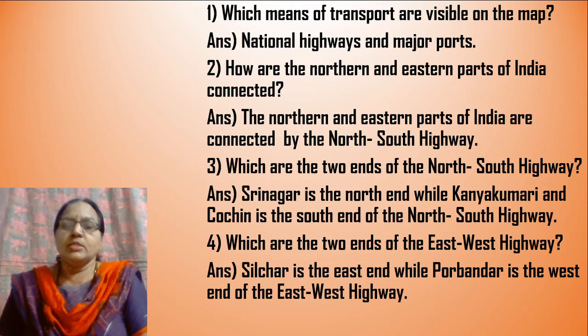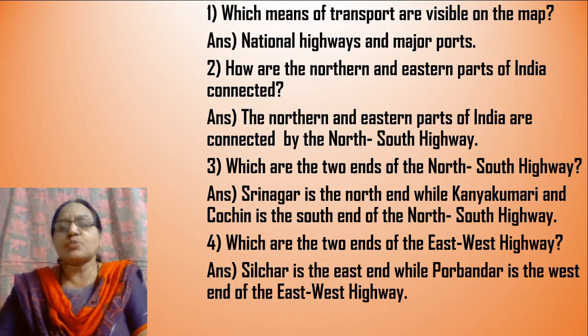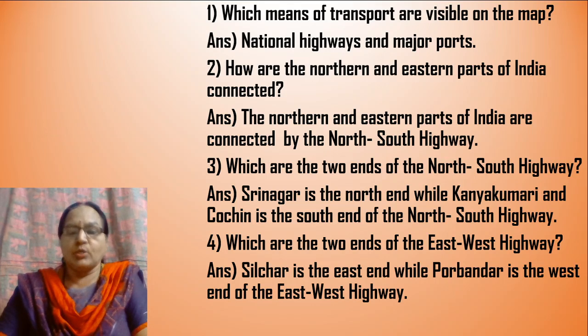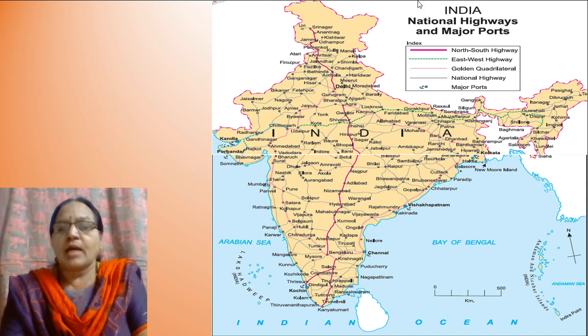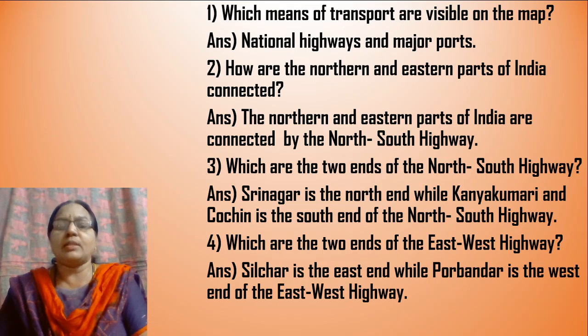Now let's come to a question based on this map. Which means of transport are visible on the map? So as we look into the heading, we have national highways and major ports. So national highways and major ports are the means of transport seen on this map.